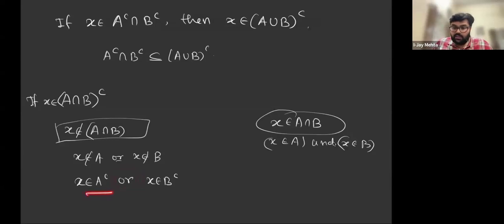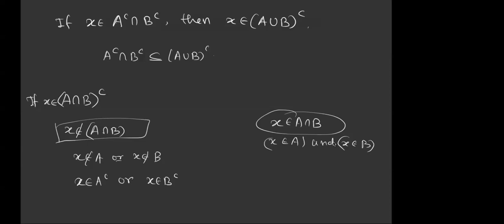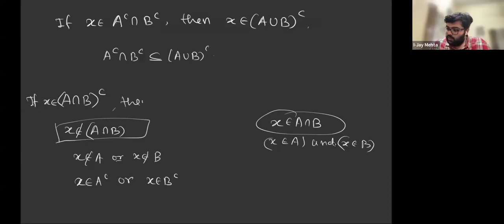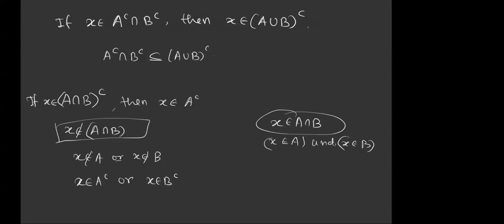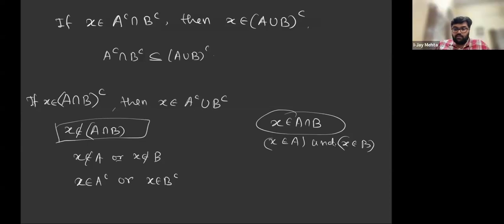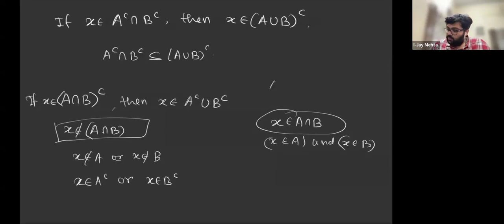X is in either this set or this set. So where is X? It is in the union, isn't it? Yes, sir. So what did we conclude? X belongs to A complement union B complement. Yes, that's correct. So what did we prove? We proved this: A intersection B complement is a subset of A complement union B complement.